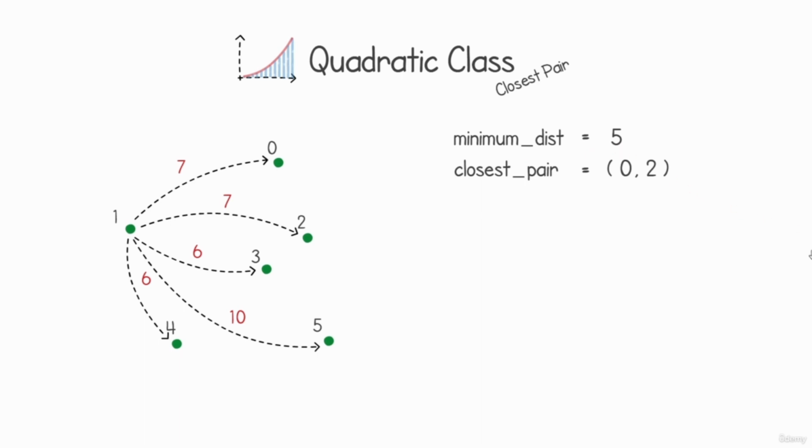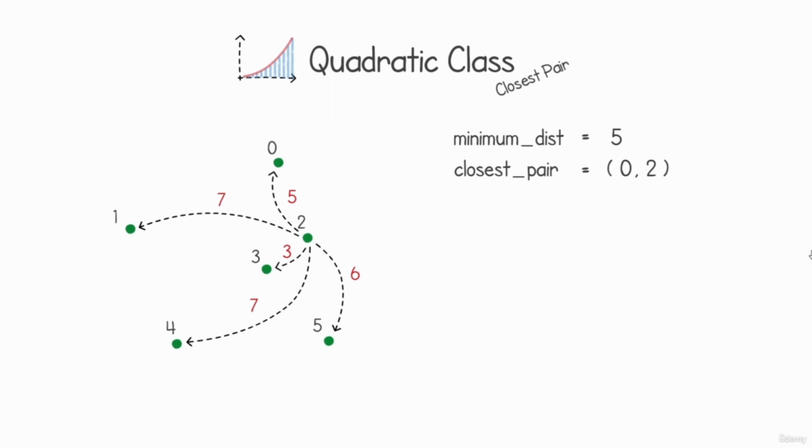We repeat again the same operation, this time from the point ID 2, this one over here, and we find the distances to all of the other points. And this time, because we have a point that is close to us, the point ID 3, which also has a distance of 3, we will update the minimum distance and the closest pair. The minimum distance is updated to 3 and the closest pair is updated to 2 and 3. And we continue with the algorithm in this fashion.